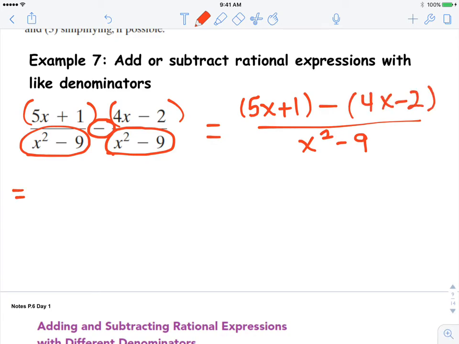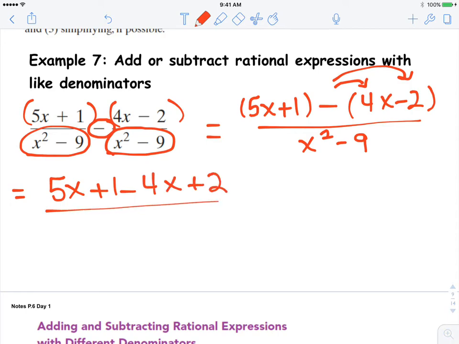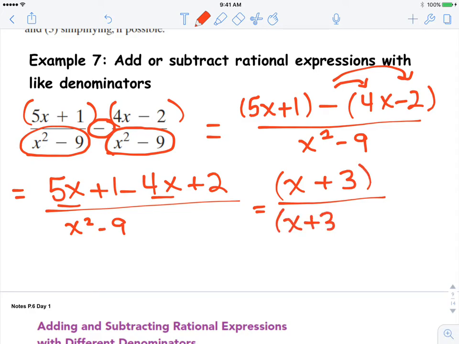Now we need to simplify it. So to simplify it, we're going to distribute that negative with a subtraction sign as a negative through that parentheses. So we have 5x plus 1 minus 4x plus 2 over x squared minus 9. Now we combine like terms, 5x and 4x. So 5x minus 4x is x. 1 plus 2 is 3. I'm going to factor the denominator using the difference of two squares.